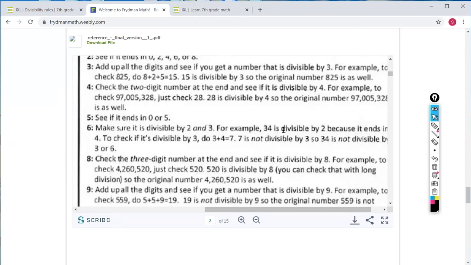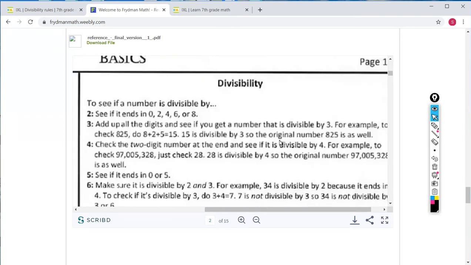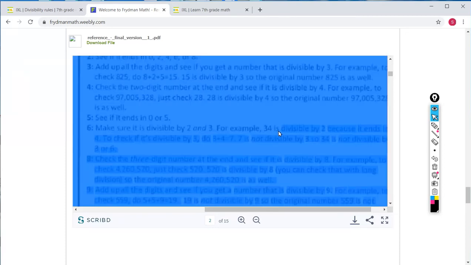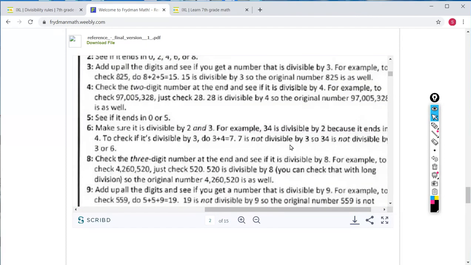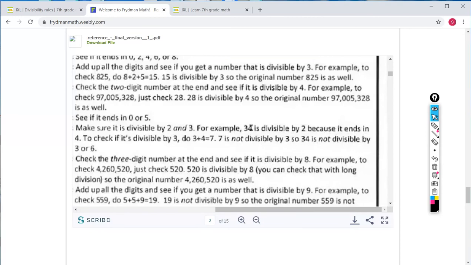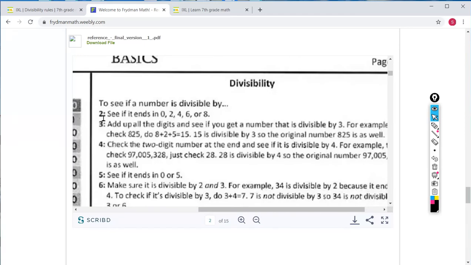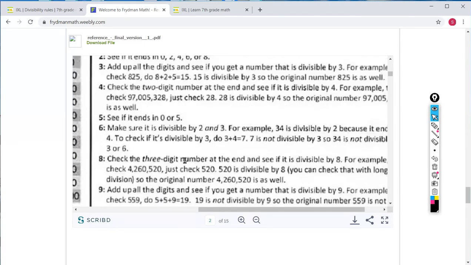Well, 34 is actually divisible by 2 because it ends in 4. Remember, to see if a number is divisible by 2, we just see if it ends in 0, 2, 4, 6, or 8. But that doesn't necessarily mean that it's also divisible by 6.